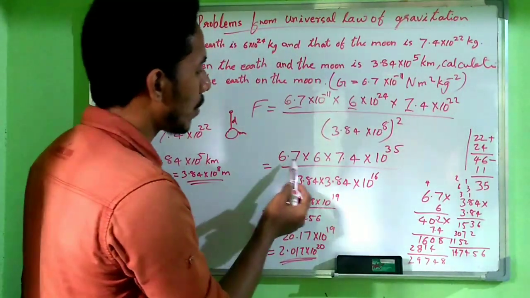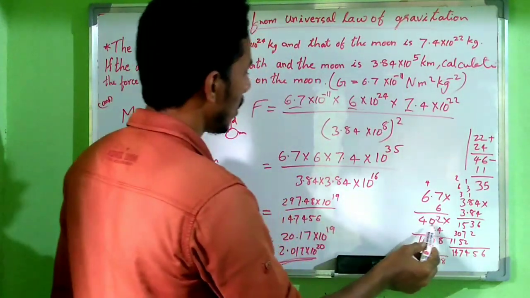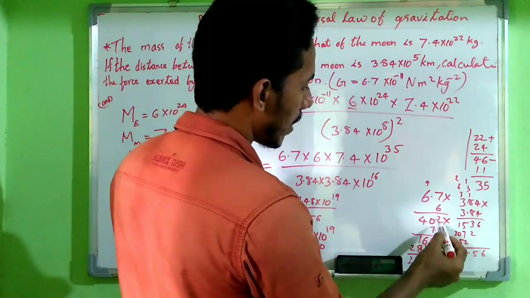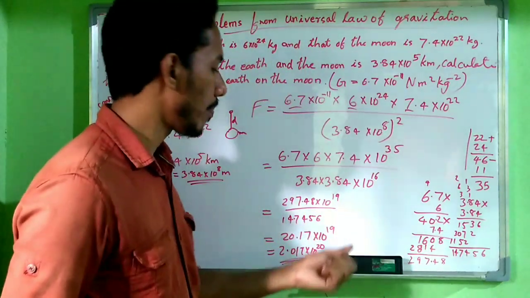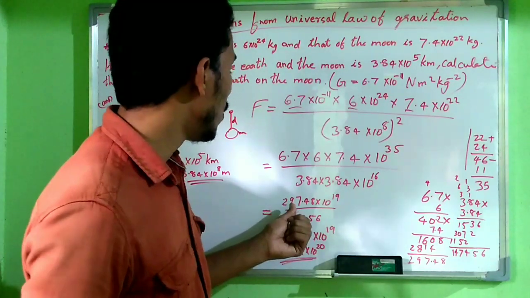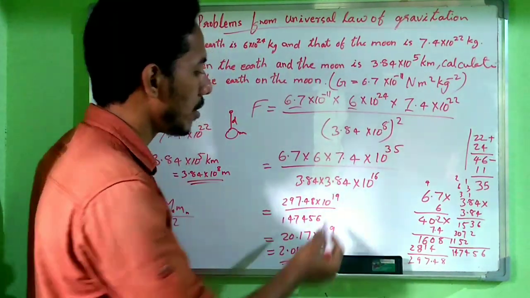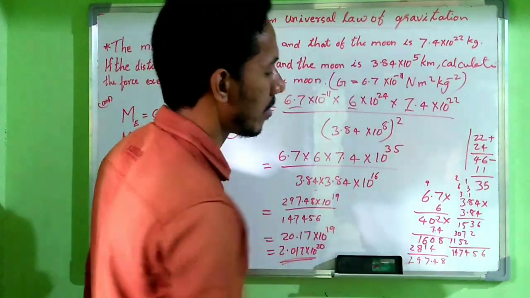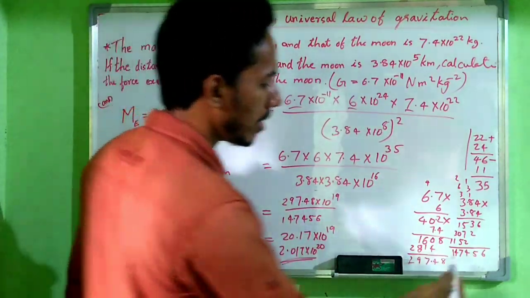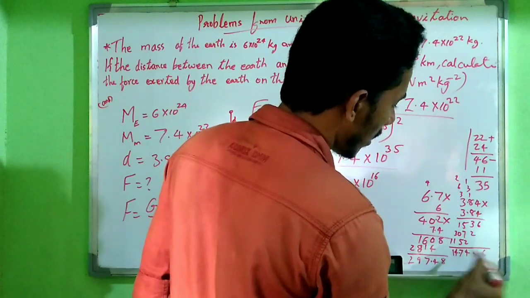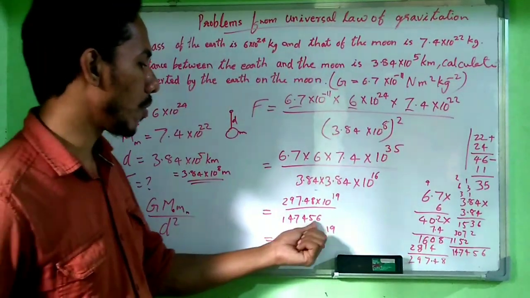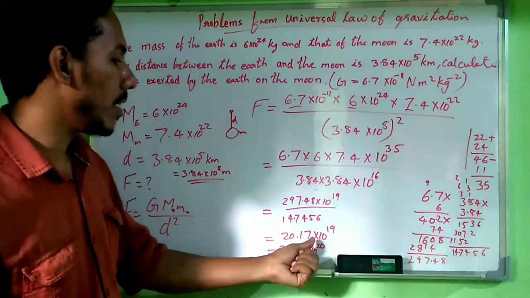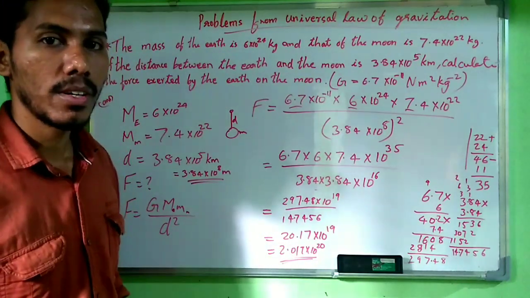Then we want to write the answer of 6.7 × 6.6 × 7.4. The answer is 29748, but there are two decimal places, so take that point here. We get 297.48 × 10²⁹ divided by this answer. Multiply 3.84 × 3.84, we get this value, and take the decimal point here, we get 14.7456. Just divide these two values, you will get 20.17 × 10²⁹. We can rearrange.